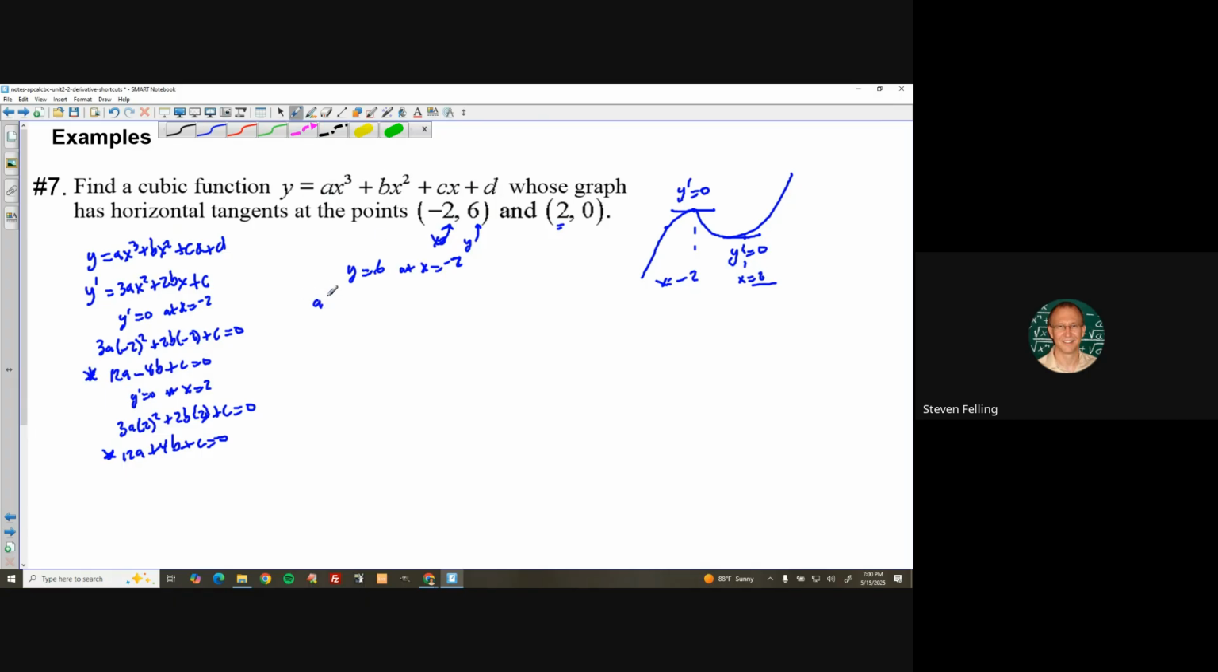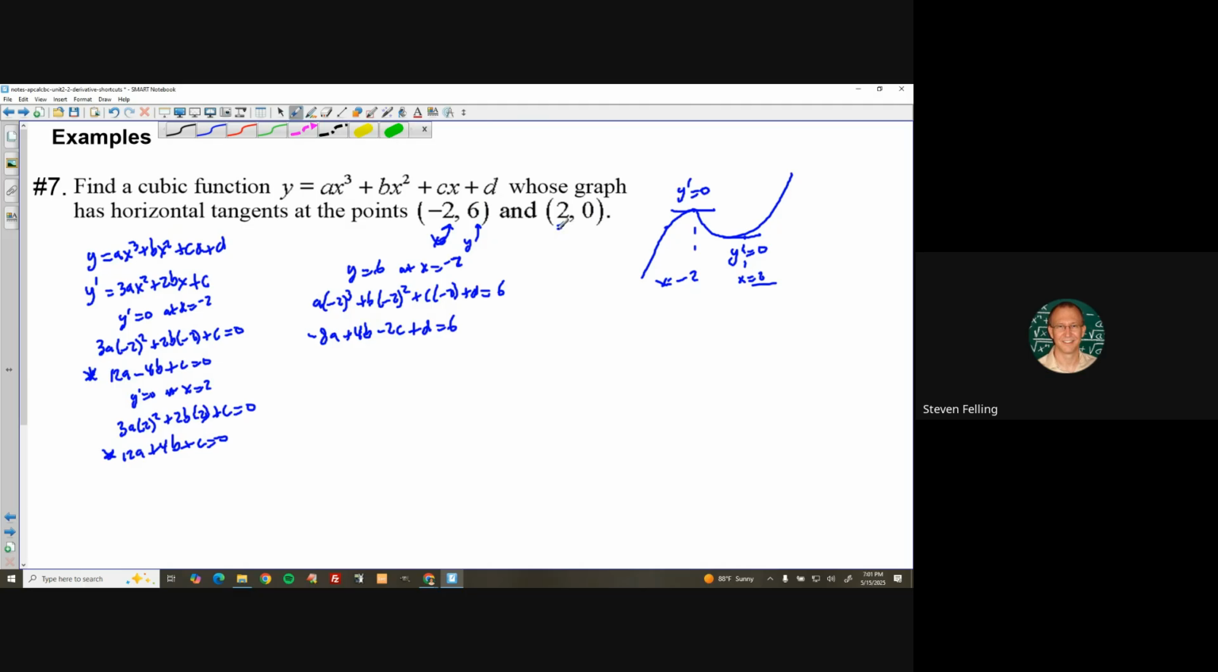So that is a times negative 2 cubed plus b times negative 2 squared plus c times negative 2 plus d. And that has to equal the y coordinate there, which is 6. So that gives me negative 2 cubed, which is negative 8a. Negative 2 squared is positive 4b, minus 2c plus d has to equal 6.